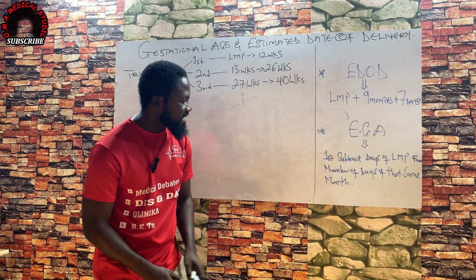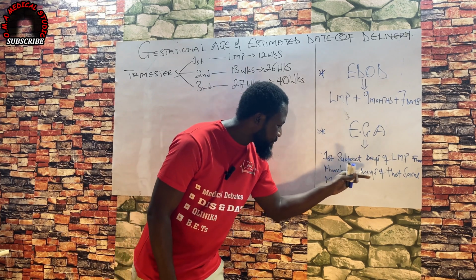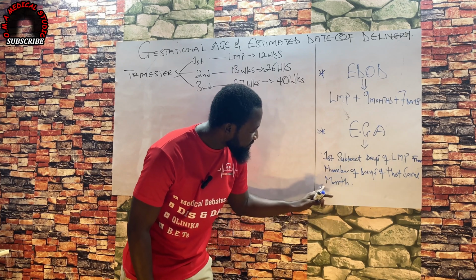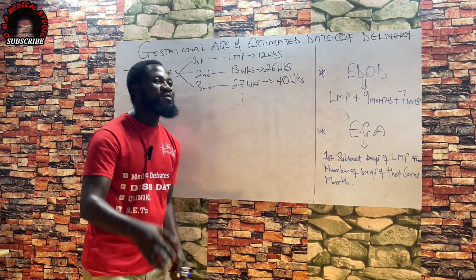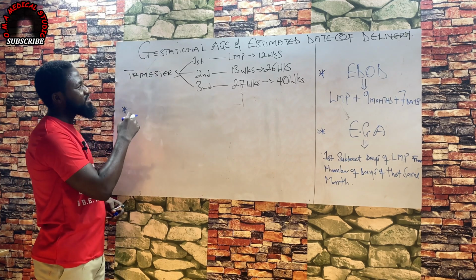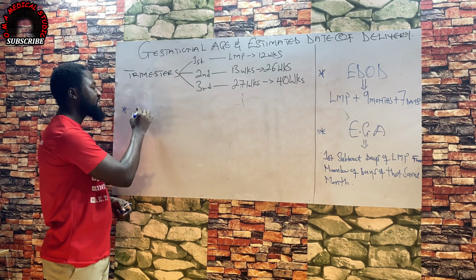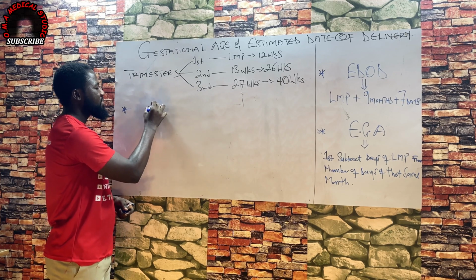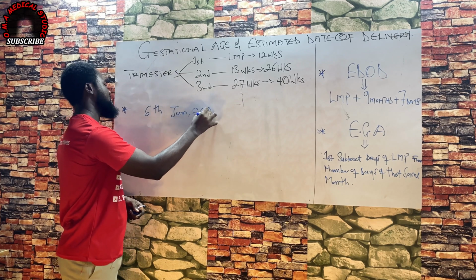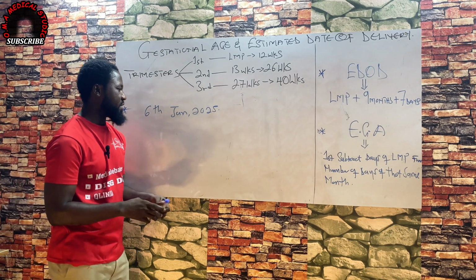Estimated gestational age. First, subtract the days of your last menstrual period from the number of days of that same month. So maybe let's take it from here. Maybe your last menstrual period, you're in 2025, right? Your last menstrual period was in maybe January, 6th January 2025. That's supposed to be your last menstrual period.